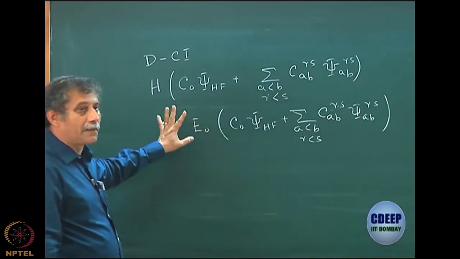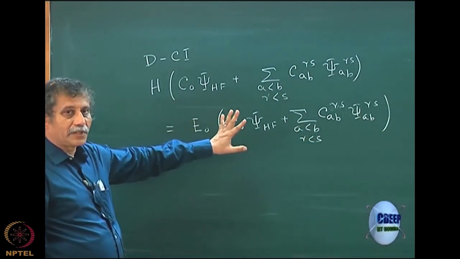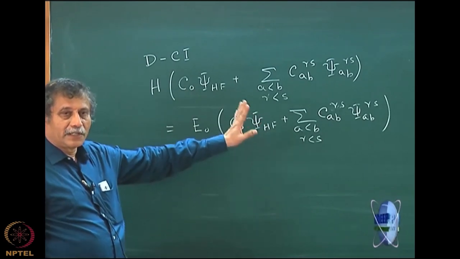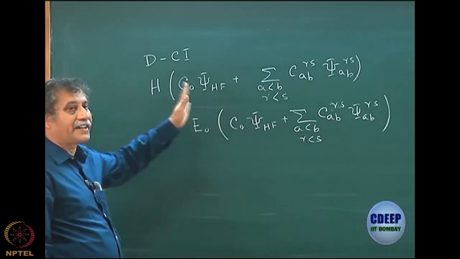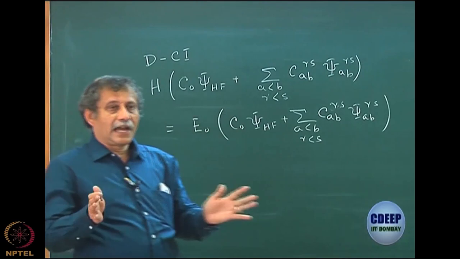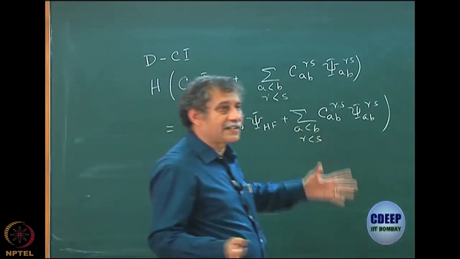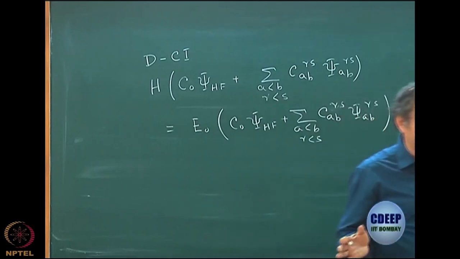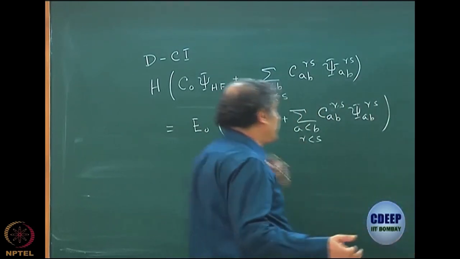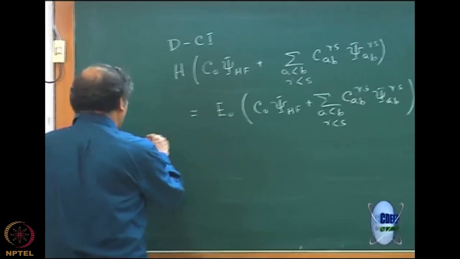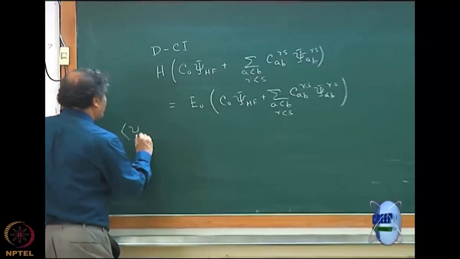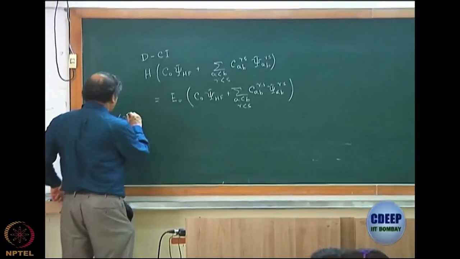Okay. So, we are writing only doubles, so no singles, because doubles are the first important terms. So, it is what is called truncated CI, which means I have truncated the CI expansion only to doubles. It is not a full CI, it is not exact even in the m dimensional basis. Okay. So, then what we do is to project. So, first we project with this C naught psi Hartree-Fock.